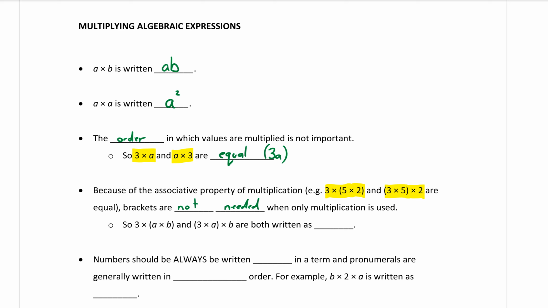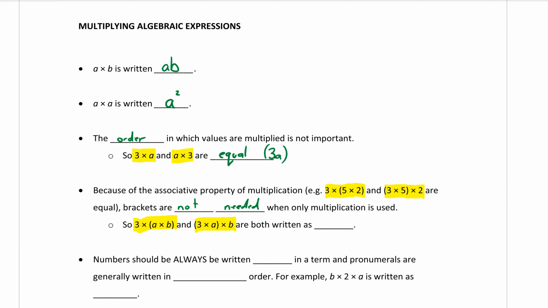Okay, it would be different if there was some addition and subtractions or other operations in there, but if they're all multiplications, we don't need the brackets, we can just have them all next to each other multiplied. Okay, so that means 3 times A times B and 3 times A times B. So they're really all the same things, just written in a different order and with some brackets in there.